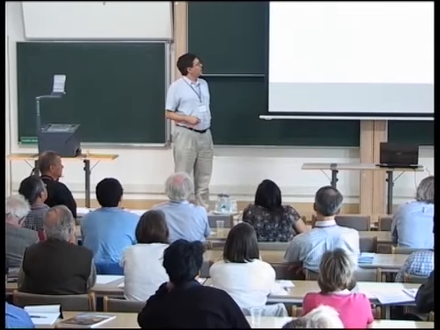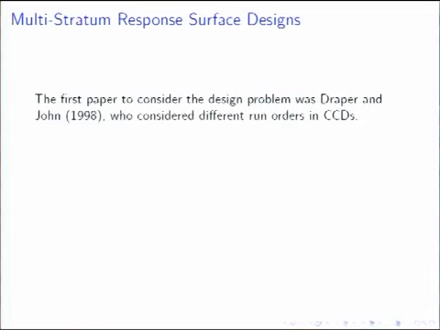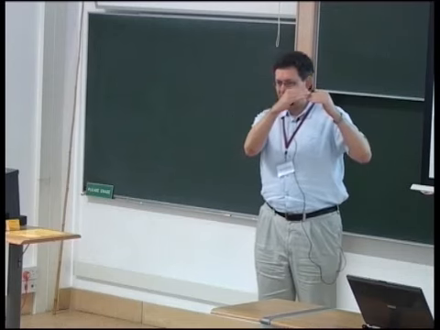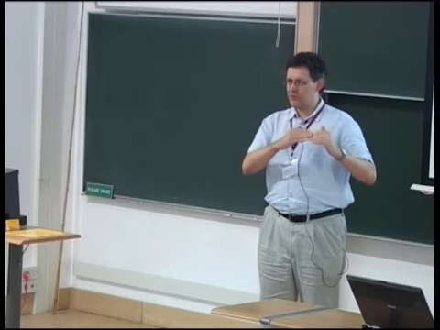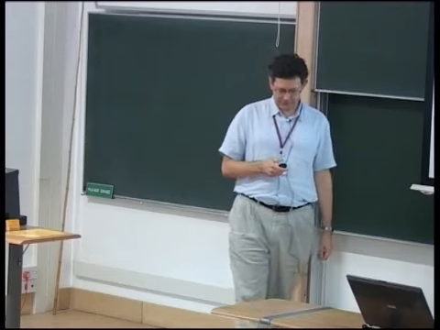Well, I think the first people to address this, at least in this context, were Draper and John in a 1998 paper who looked at some standard response surface designs, some central composite designs, and just looked at what happened if they used different orders of the runs. So how could they run them in particular orders so that the hard to set factors could remain at the same level for several consecutive runs.